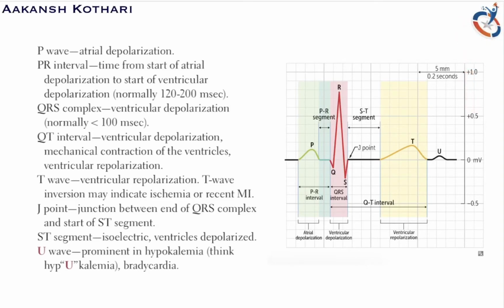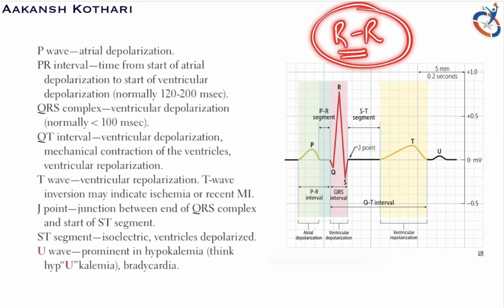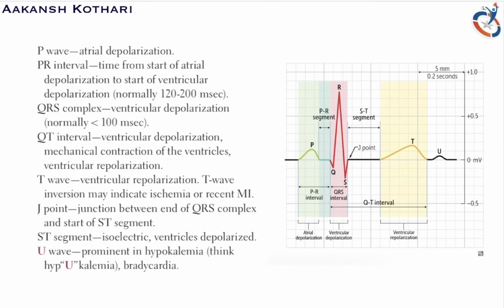Am I clear? Now, talking about the various components of the ECG, that is the P wave, the QRS complex, the T wave, and the U wave. Eventually producing the PR segment, ST segment, and QT interval. There is one more interval that we call the RR interval, which determines the heart rate of a person. Is this clear?